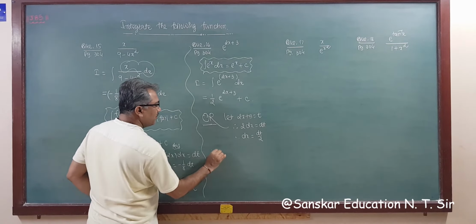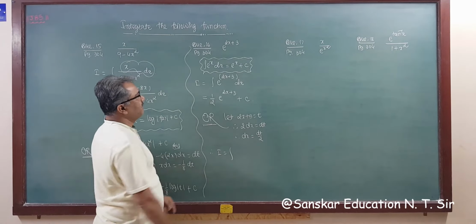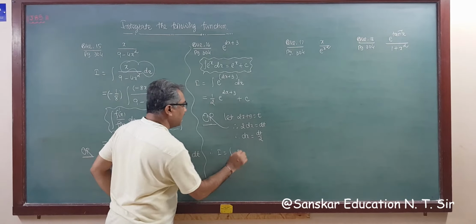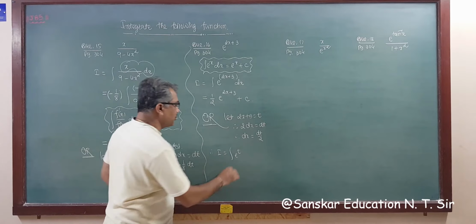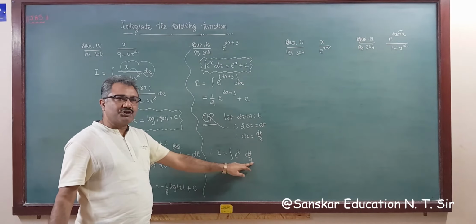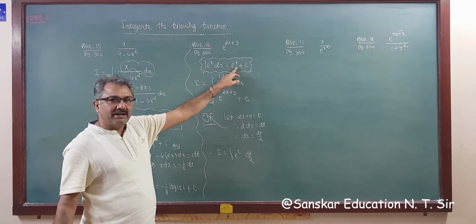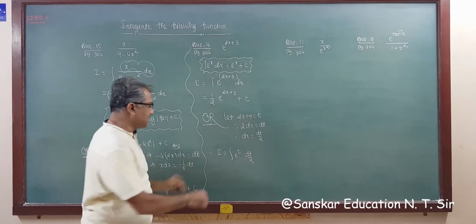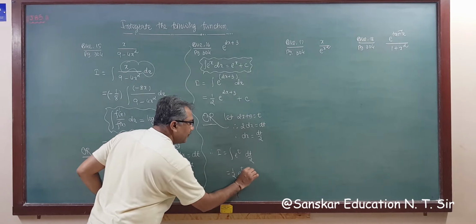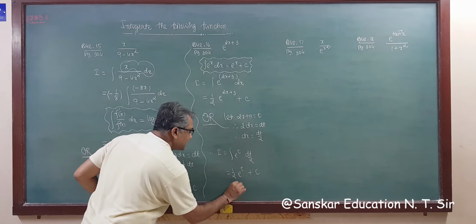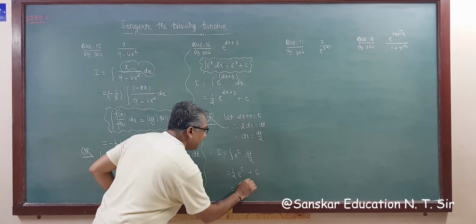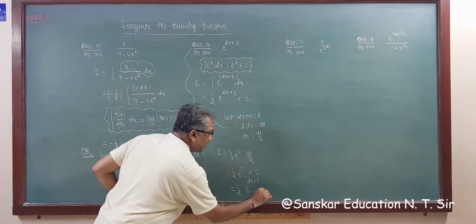So what is I now? I will be the integration of e raised to, what is this? t. So this is e raised to t, and dx is dt by 2. So 1 upon 2 constant, and the integration of e raised to t is e raised to t, like e raised to x. So 1 upon 2 as it is, and the integration of this is e raised to t plus c. So this is equal to 1 upon 2 e raised to, what is t? Twice x plus 3. So twice x plus 3 plus c.